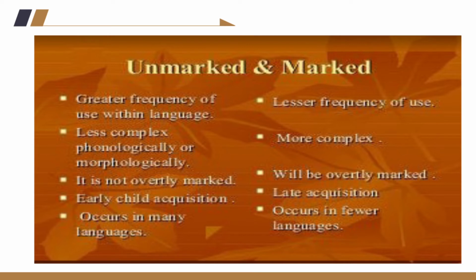And now let us differentiate what is unmarked and marked. Unmarked has a greater frequency of use within language and is less complex phonologically or morphologically. It is not overtly marked, and it occurs in many languages and in early child acquisition. While marked has a lesser frequency of use and is more complex, will be overtly marked, is acquired late, and lastly occurs in fewer languages.